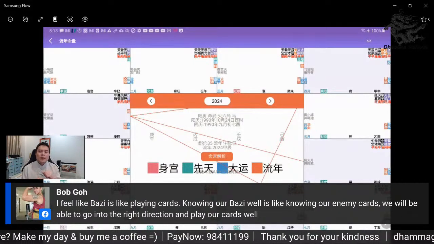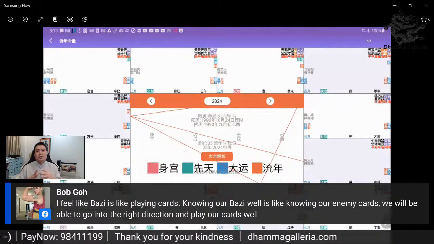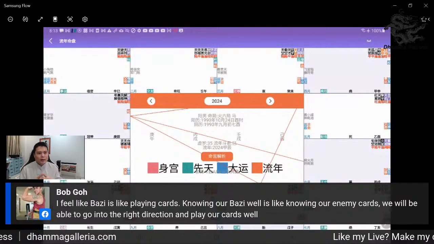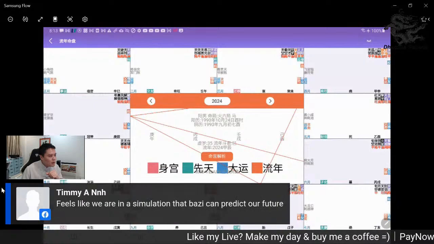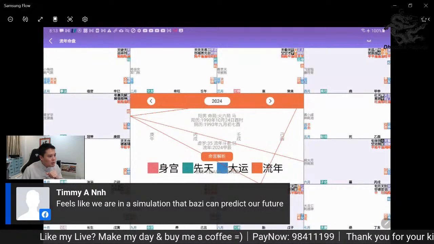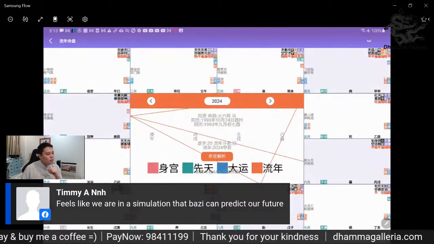So it may be that one day science is able to understand how BaZi works and explain how we can use BaZi to predict our life, okay? So I hope you understand what I'm trying to say. Okay, Timmy, feels like we are in a simulation that BaZi can predict our future. Simulation. Yeah, simulation.